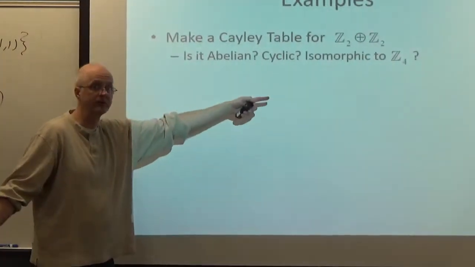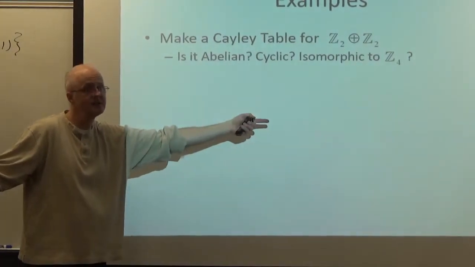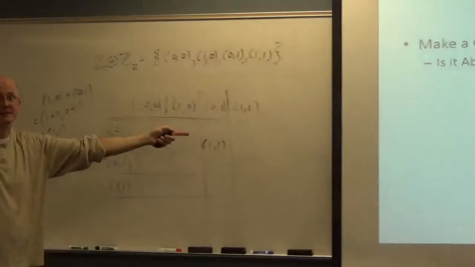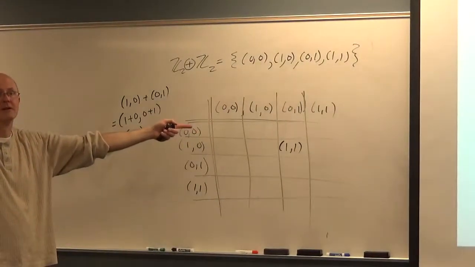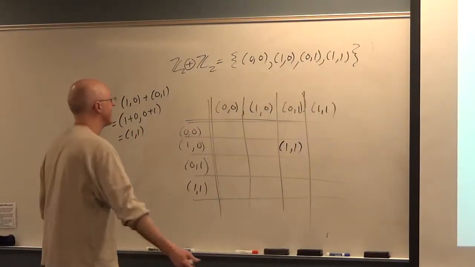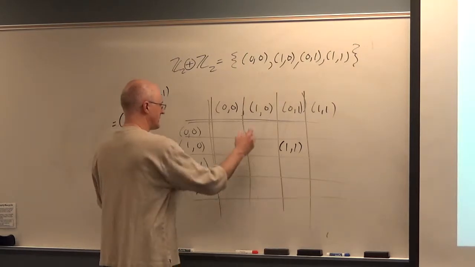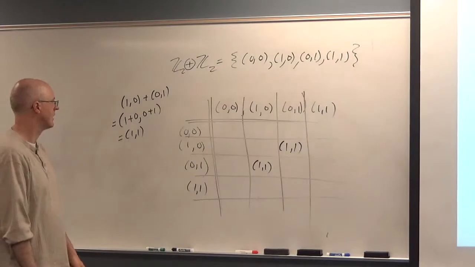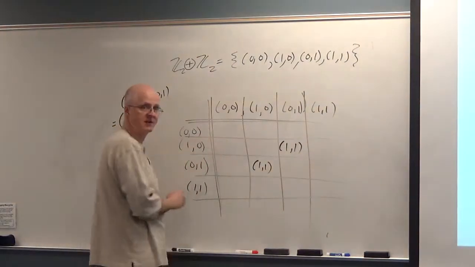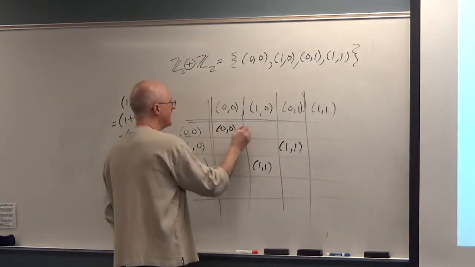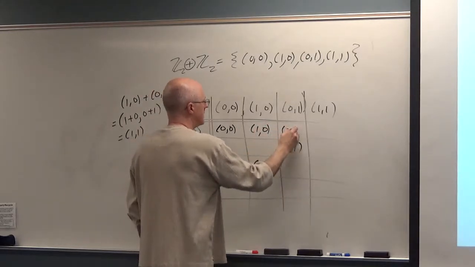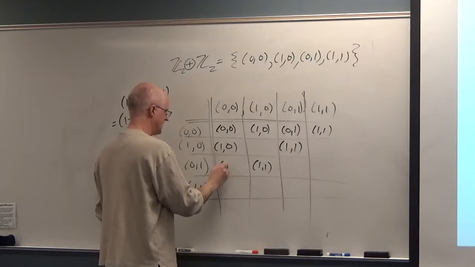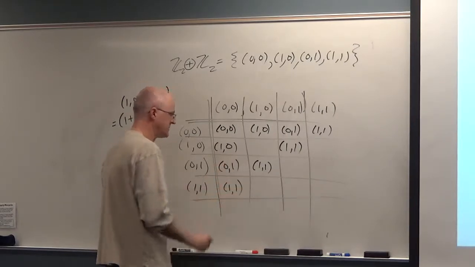Is it isomorphic to Z4? It's got 4 elements. Though we have seen groups with 4 elements that are not isomorphic to Z4, that are not cyclic. 0, 1 plus 1, 0 is also 1, 1. Okay, this can be quickly filled in. 0, 0 is the identity. The group is abelian.